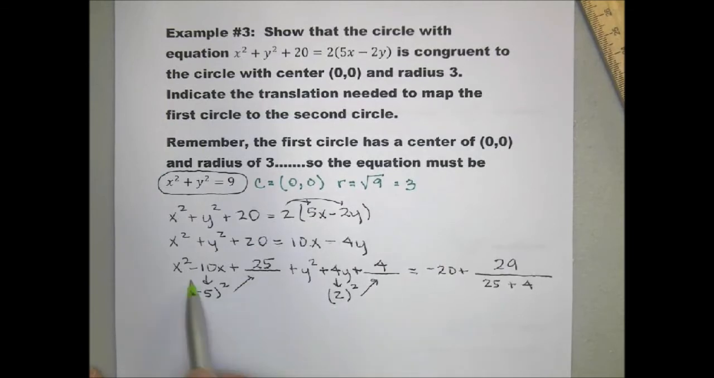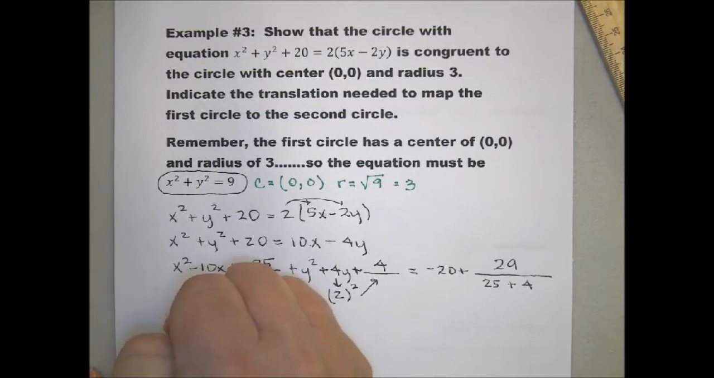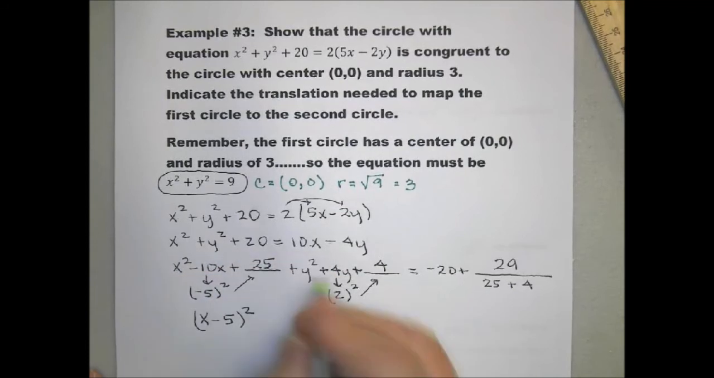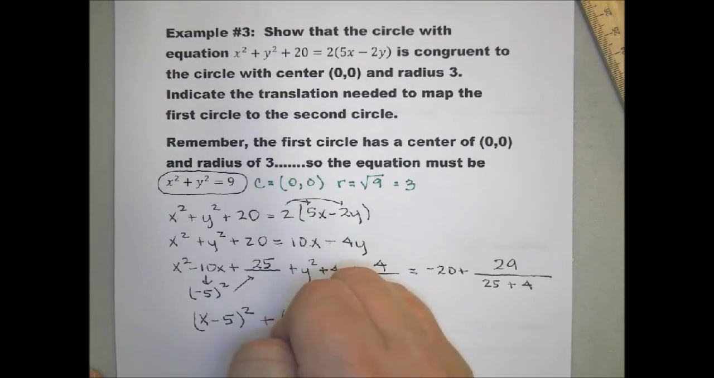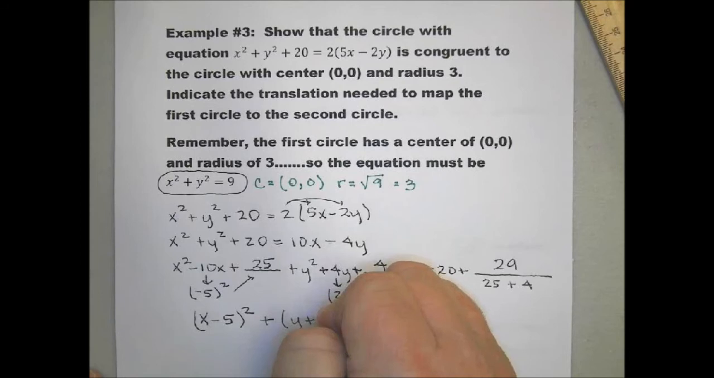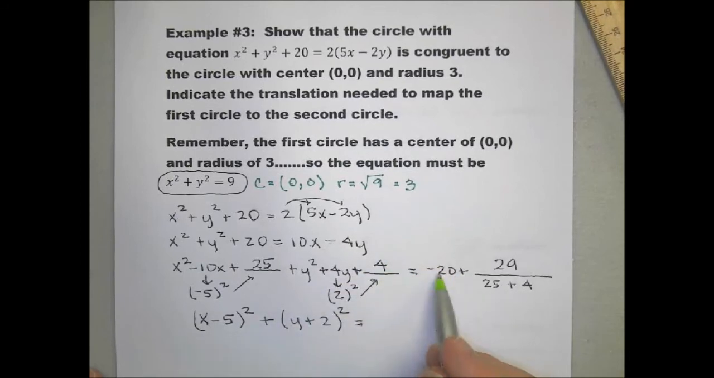So what does this look like in its nice completed form? Well, remember, we made a perfect square right here, and it's always the 1/2 number. So (x minus 5) squared plus (y plus 2) squared, it's always the 1/2 number, equals negative 29. Negative 20 plus 29 is positive 9.